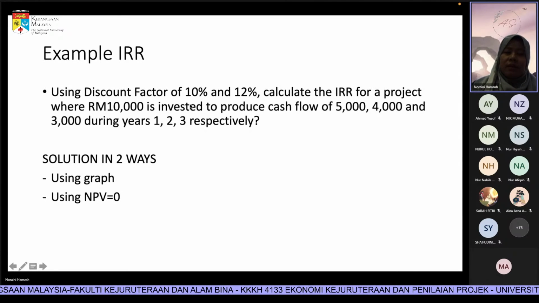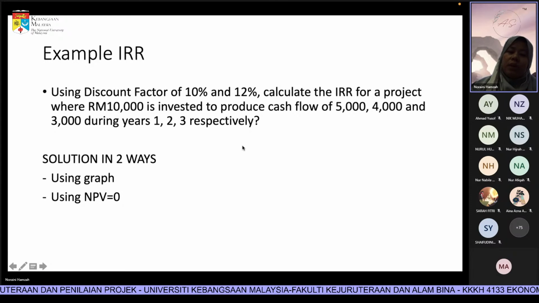Using discount factor of 10 and 12, calculate the IRR of the project where you punya investment adalah 10K and this is your cash flow. Cash flow adalah 5K, 2K and 3K during years 1, 2 and 3. So, apakah dia punya solution menggunakan graph?